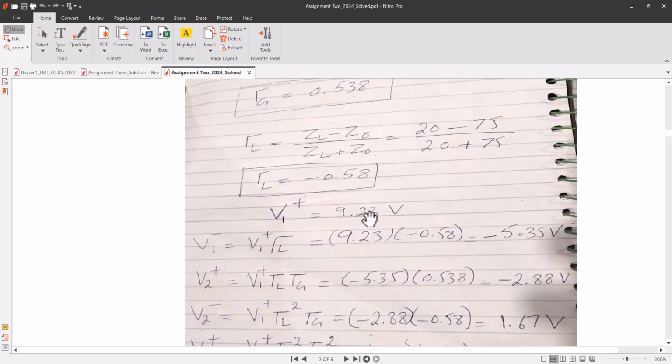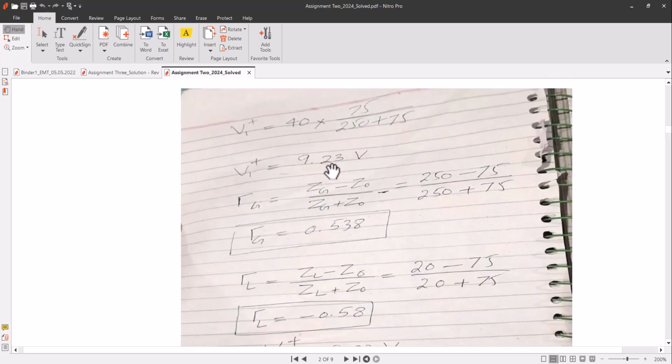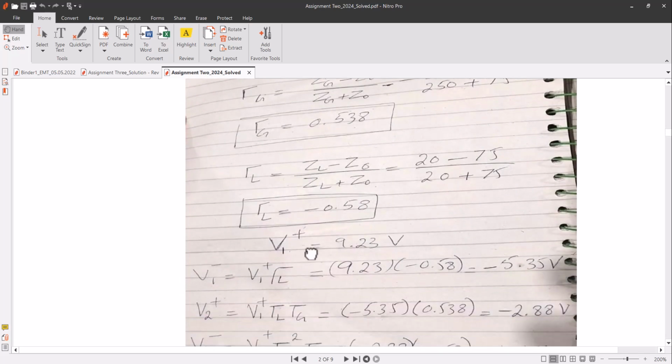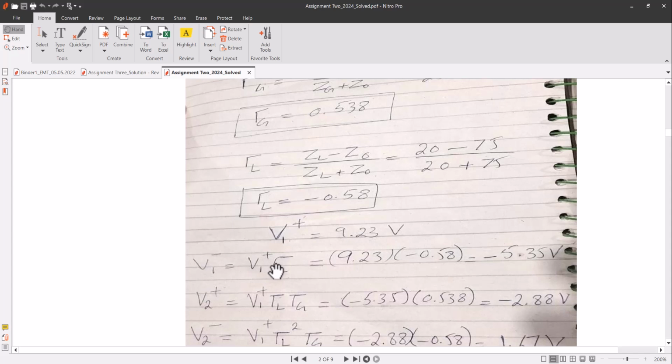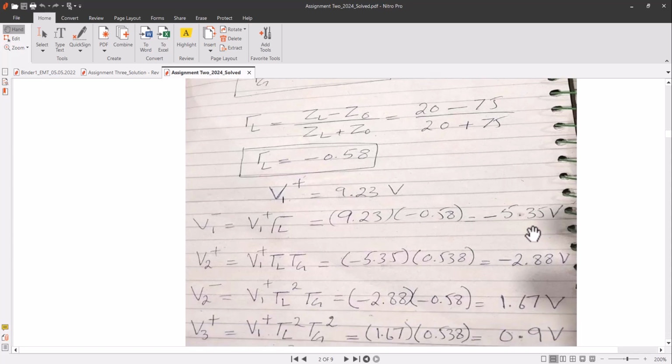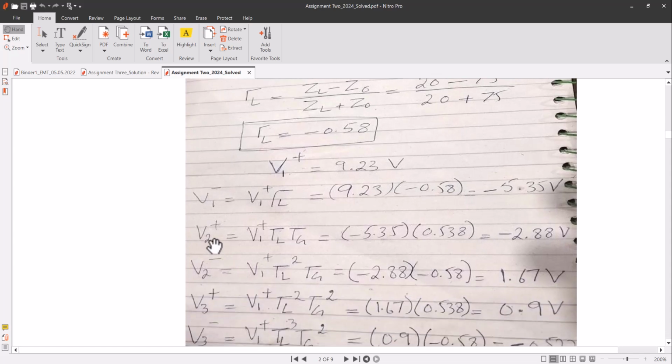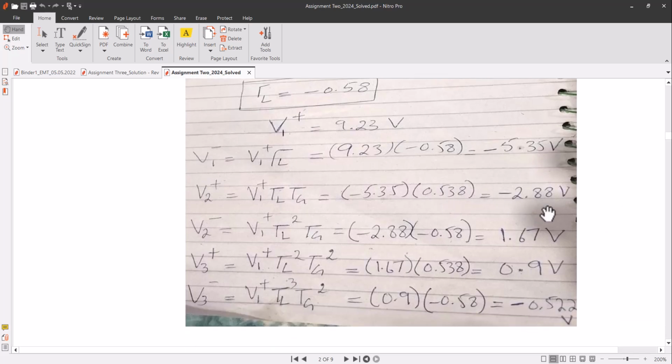Now V1 plus is 9.23 volt, this we calculated. Now we will calculate V1 minus, it will be V1 plus into tau L, 9.23 multiplied by minus 0.58, it will become minus 5.35 volt, and V2 plus will be equal to V1 plus tau L tau G. So we will multiply this term, which is V1 plus tau L, with the tau G. So minus 5.35 multiplied by 0.538, we get this, and then we will multiply this thing with the tau G.